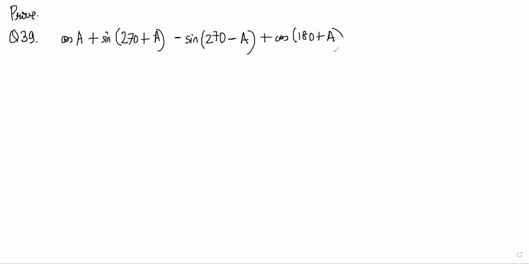Yes, sir. Question 39 is saying prove that cos A plus sine of 270 plus A minus sine of 270 minus A plus cos 180 plus A is equal to 0. Basically, you just have to write what this is, and what this is. Okay, so follow the rule that we have learned last class. Tell me when you get what is sine 270 plus A and all.